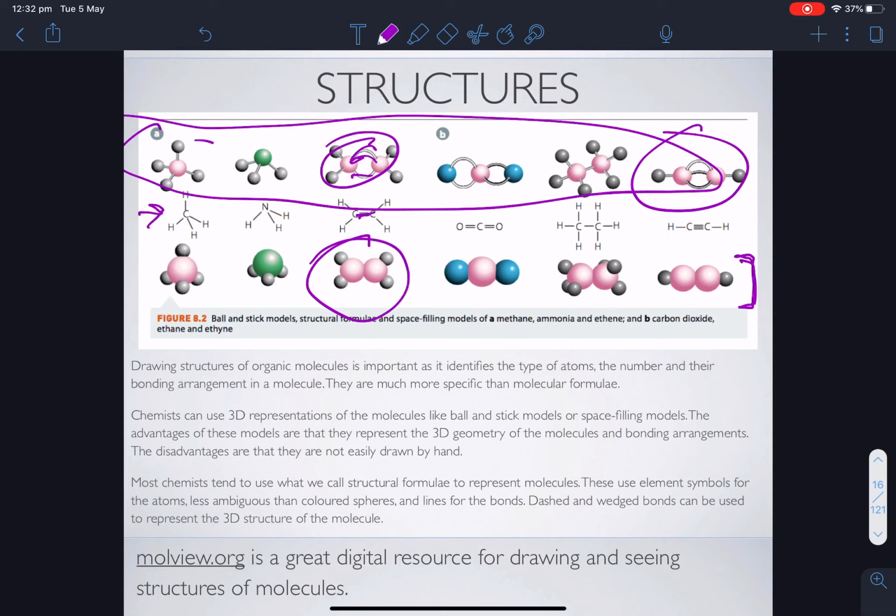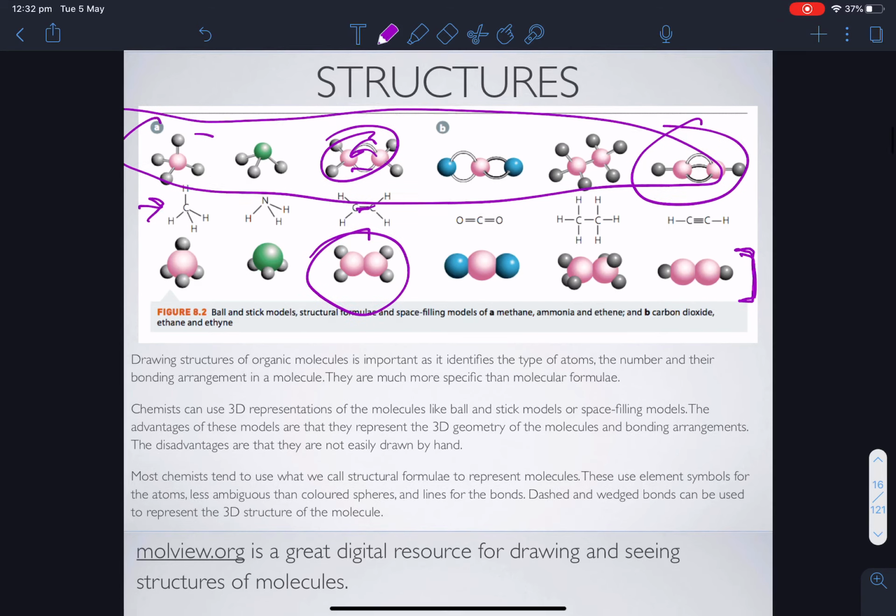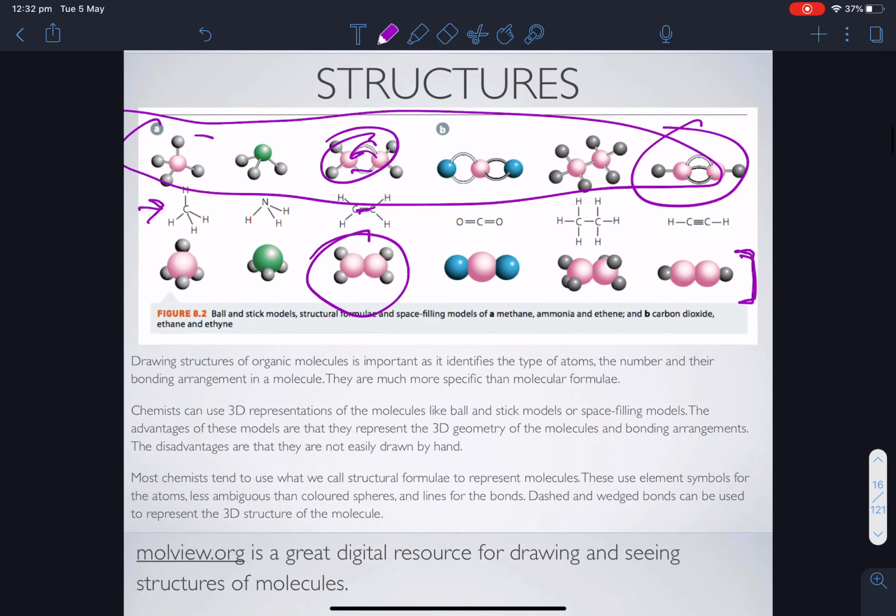Oh, you're going to have to know a bit more and delve in depth to go, oh, that must be a double bond in there. So there are 3 different ways to represent structures: ball and stick, structural formula, and space filling.